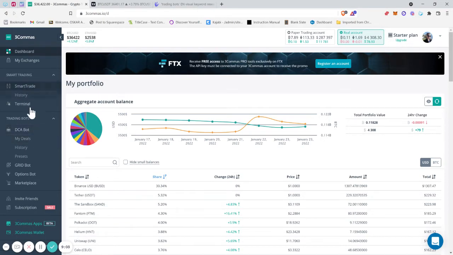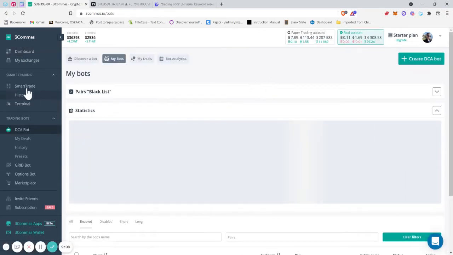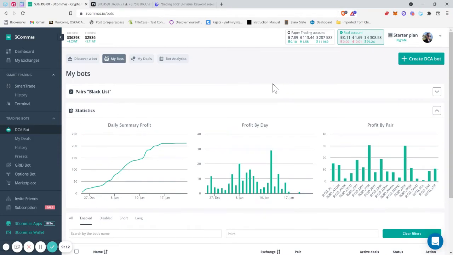I won't go into smart trades right now, but I was on the free trial for a very long time. I just wanted to do more smart trading. And here's how much money I made. So here's what my bot's been doing. It always gives you a 30-day view, which is a bit annoying that you can't do more in 3Commas, but oh well.